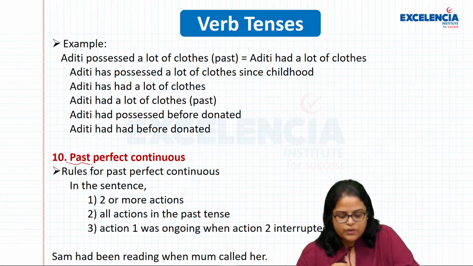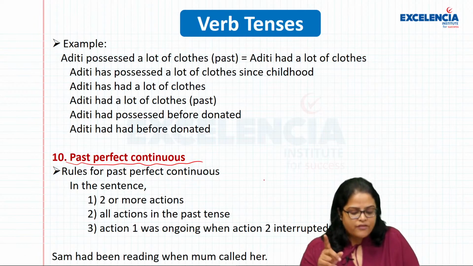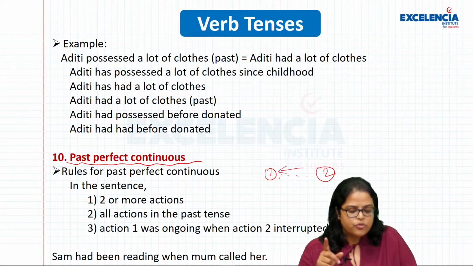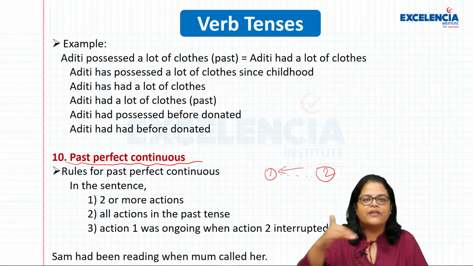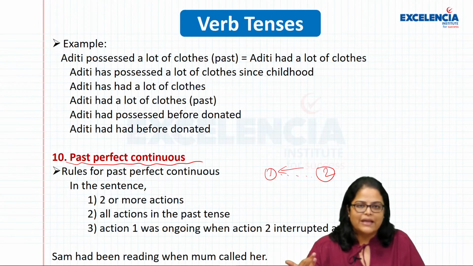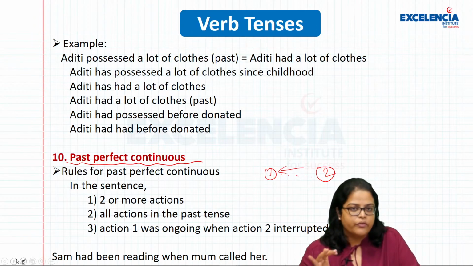Past perfect continuous is going to be when there are 2 or more actions, but action 1 was interrupted by action 2. So action 1 was ongoing when action 2 will interrupt action 1. So Aditi had been teaching the class when her mom called. So she had been doing something when an action interrupted her. So that's going to be past perfect continuous, but I've rarely seen past perfect continuous coming on the SAT.